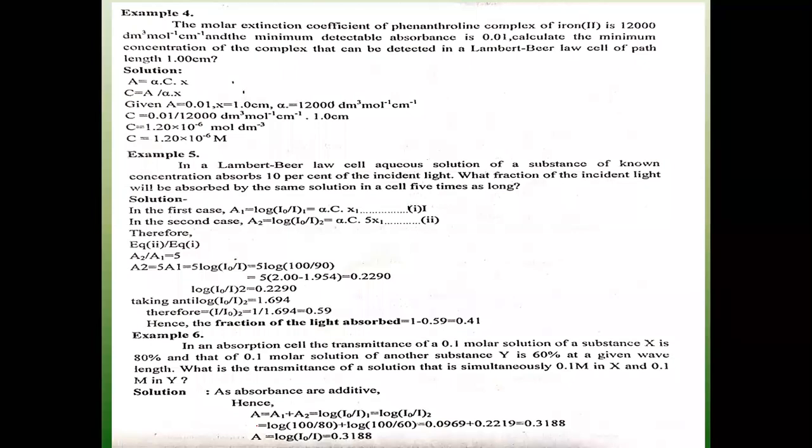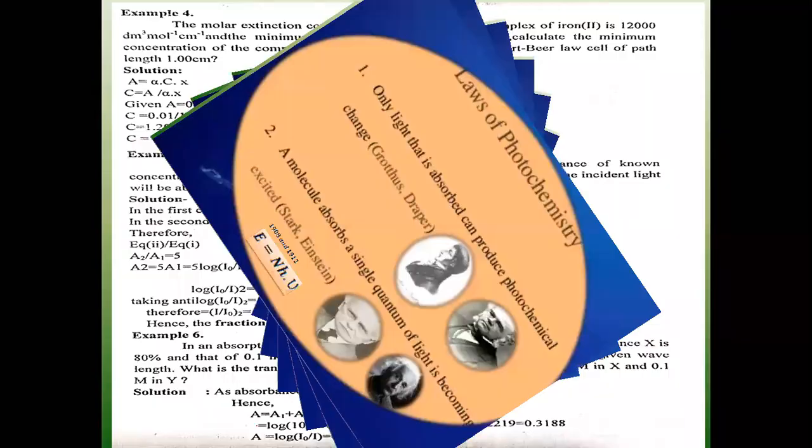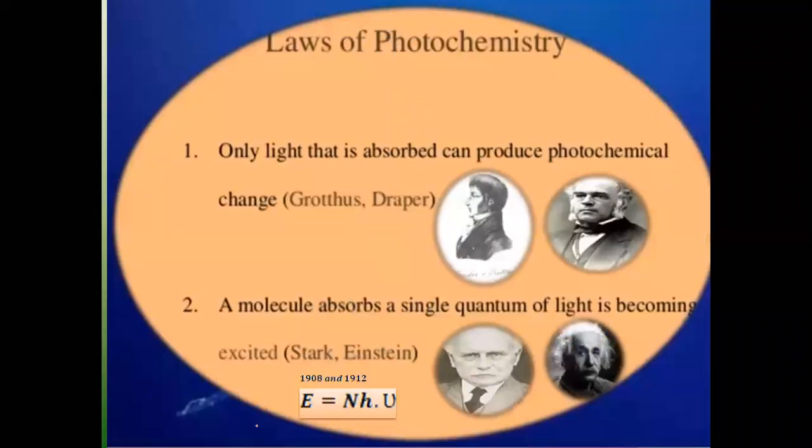Then the second topic is the laws of photochemistry. First is the Draper-Grotthuss law. Only light that is absorbed can produce photochemical change. Means whether there is absorption of light, then it shows the photochemical reaction and shows the product. Otherwise it does not show the product, and we cannot call it a photochemical reaction or photochemistry.